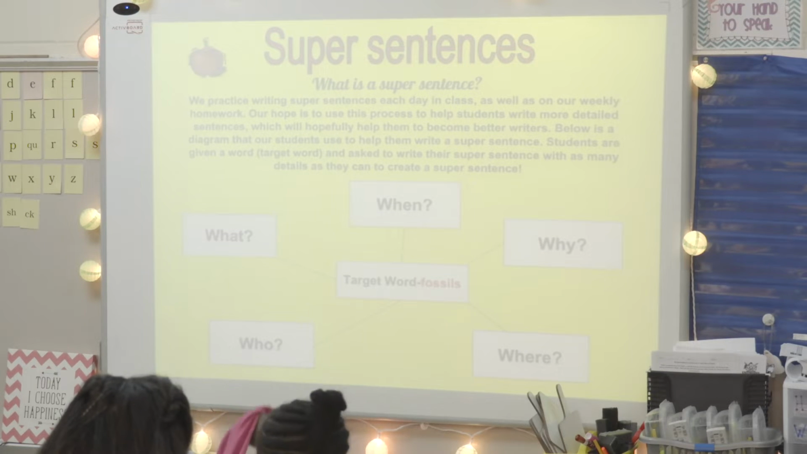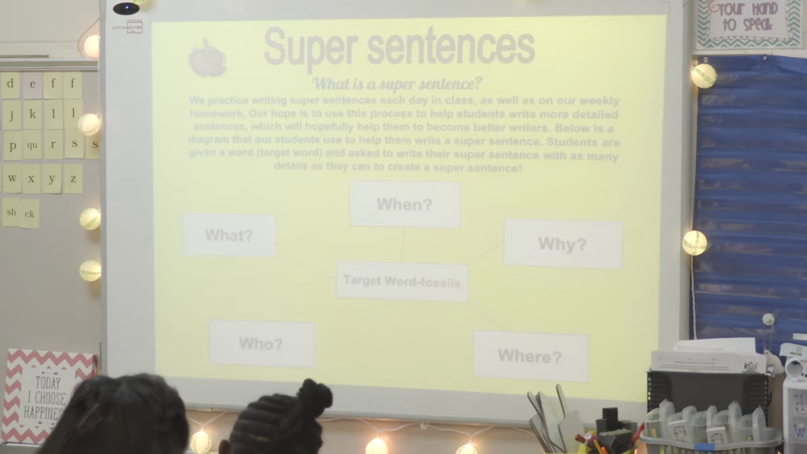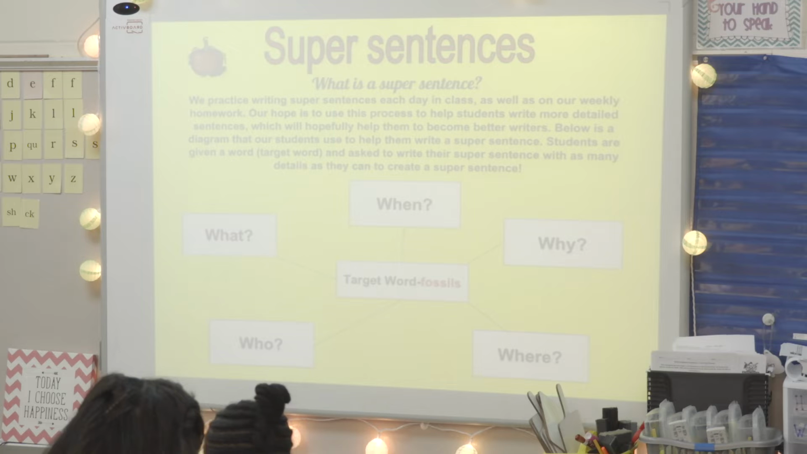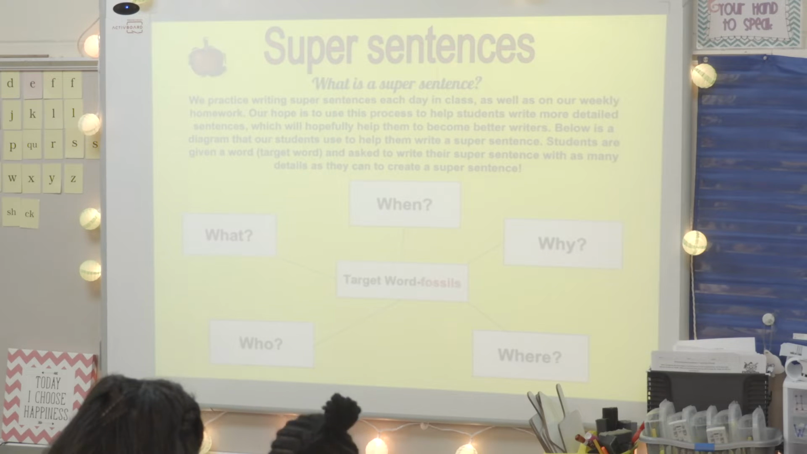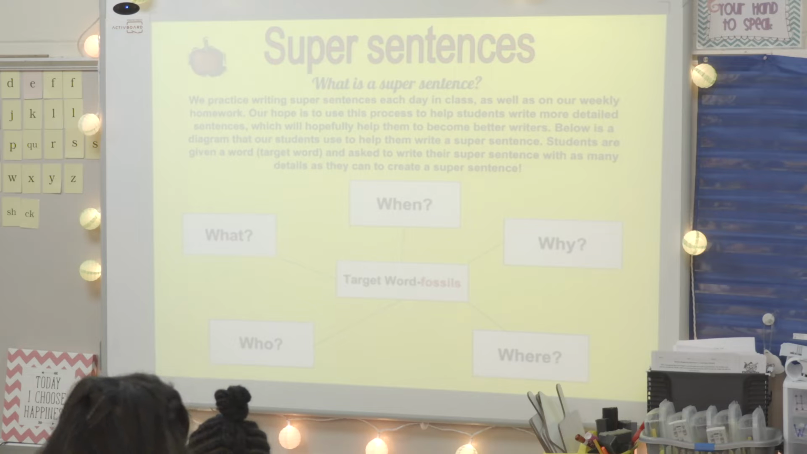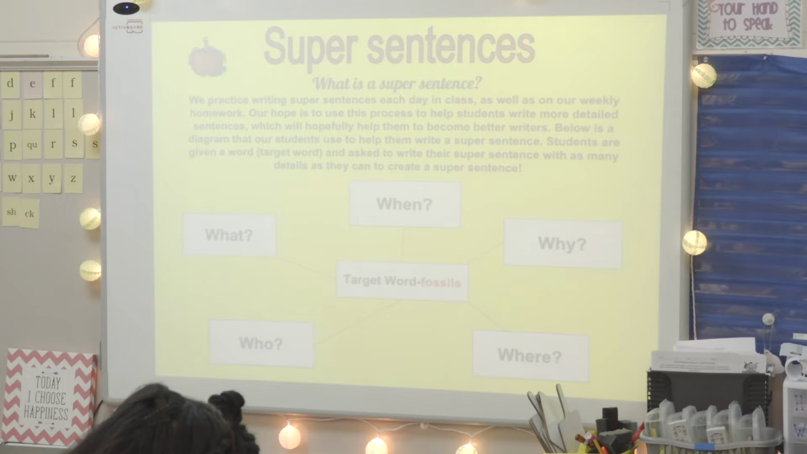There's 5 up there. We ask them to use as many as they can, but we want them to use at least 3. So if I was going to write a super sentence using this diagram and my target word fossils, my who would be Fred, my what would be found, my where would be in the dirt, and my when would be yesterday. So my super sentence would be Fred found fossils, because that's my target word, in the dirt yesterday. So we're hoping that by asking them to list out these details and then put them all together in one sentence, that helps them to become better writers.